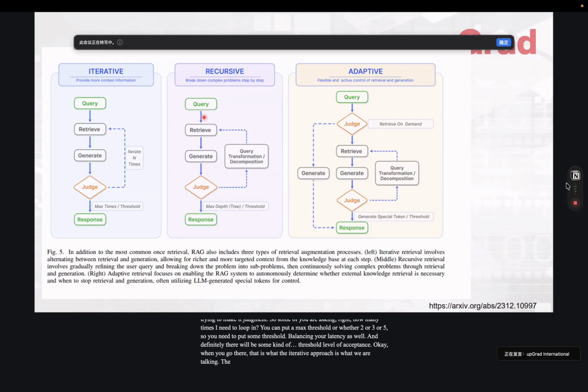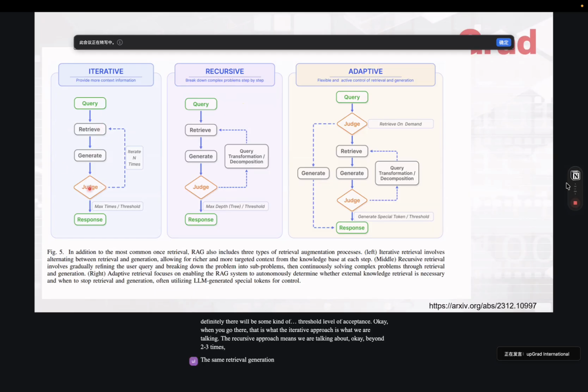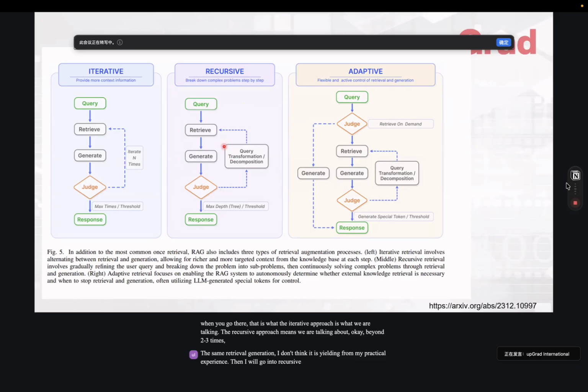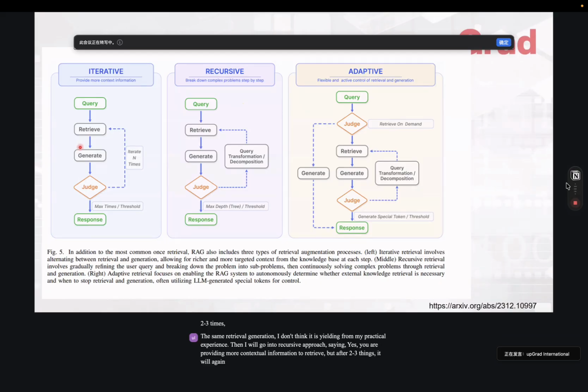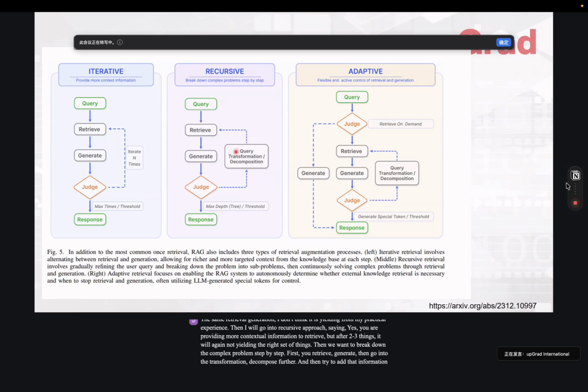The recursive approach means that beyond 2-3 times, the same retrieval and generation is not yielding, from my practical experience. Then I will go into the recursive approach, saying yes, you are providing more contextual information to retrieve, but after 2-3 rounds it will again not yield the right set of things. Then we want to break down the complex problem step by step. First you retrieve, generate, then go into the transformation, decompose further, and then try to add that information. That's the kind of recursive.